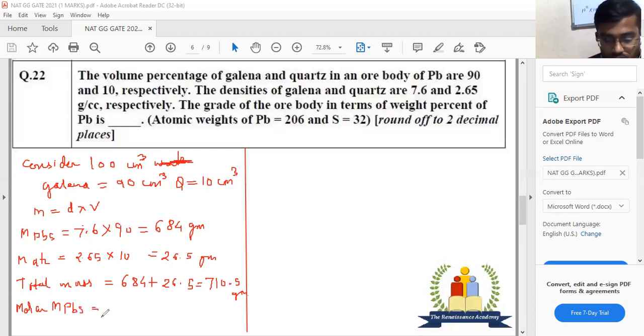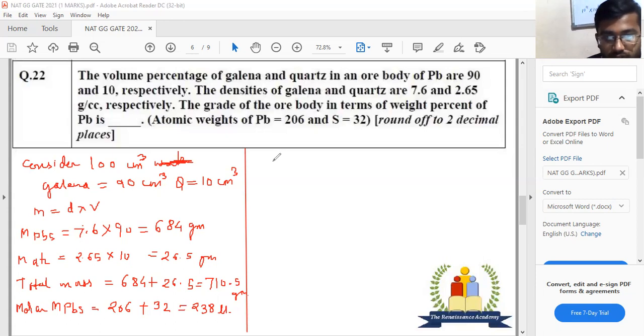Okay. So 206 into 1. Okay. 1 atom of Pb plus 1 atom of sulfur, 32. Okay. So you'll get molar mass is 238 u. Okay, atomic mass unit.